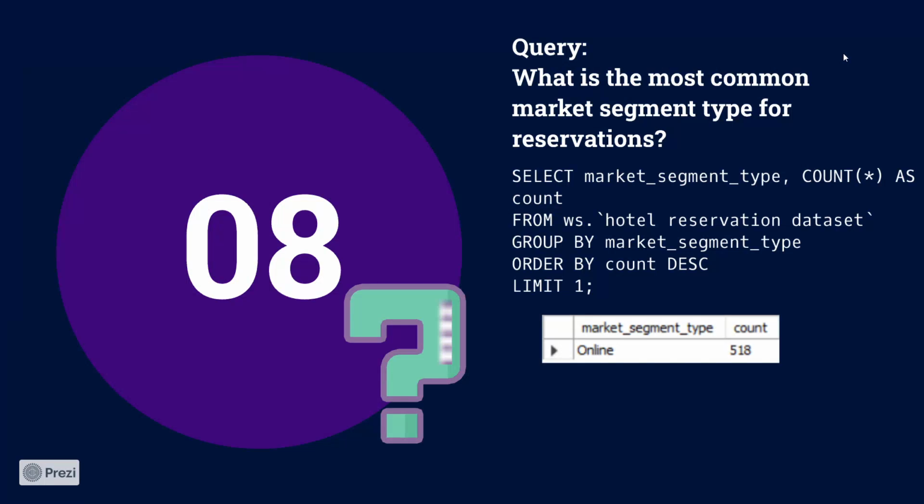What is the most common market segment type for reservations? I selected the market segment type column and the count of all the columns from the hotel reservation dataset. It was grouped by market segment type in descending order, with the results as shown.